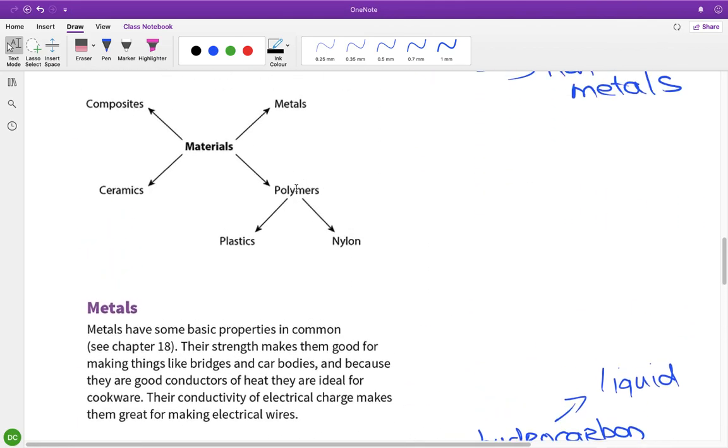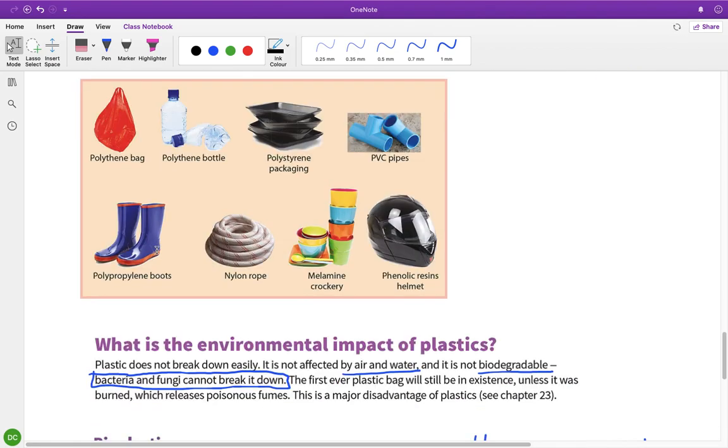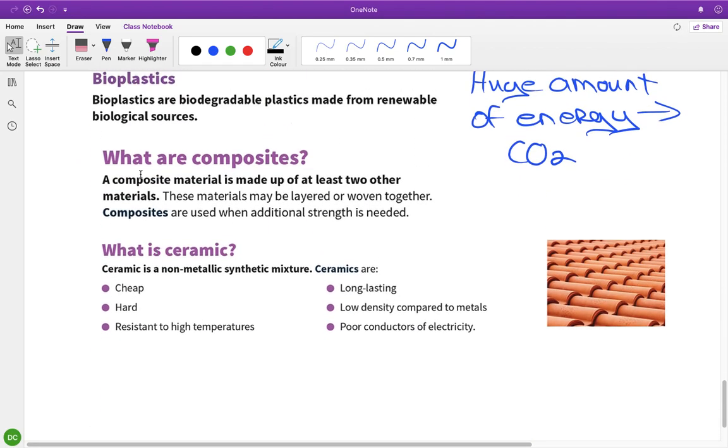So we talked there about polymers, we talked about metals, so just very briefly, composites and ceramics. A composite material is made up of at least two other materials. So composites are normally about adding strength. They do this a lot with wood that they use.